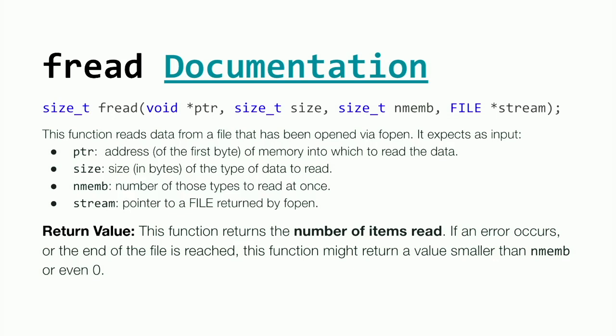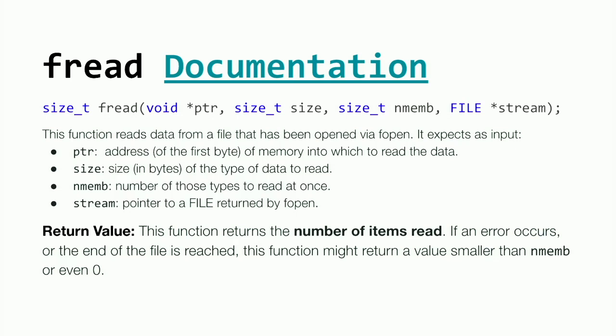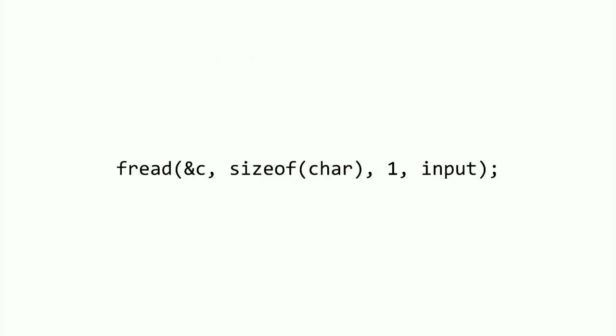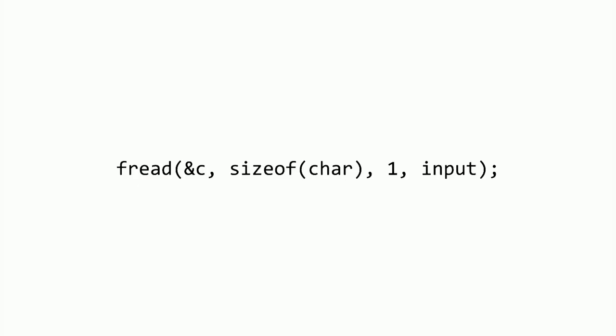Then the next one is size, and that tells us the size in bytes of the type of data to read. In this example we wanted the size of a character. Then we have the number of those types to read at once. So how many of the size blocks do you want to read? In this case, we just wanted to do 1 character at a time. And then stream, which is the pointer to the file that you want to read from. In this case, input.